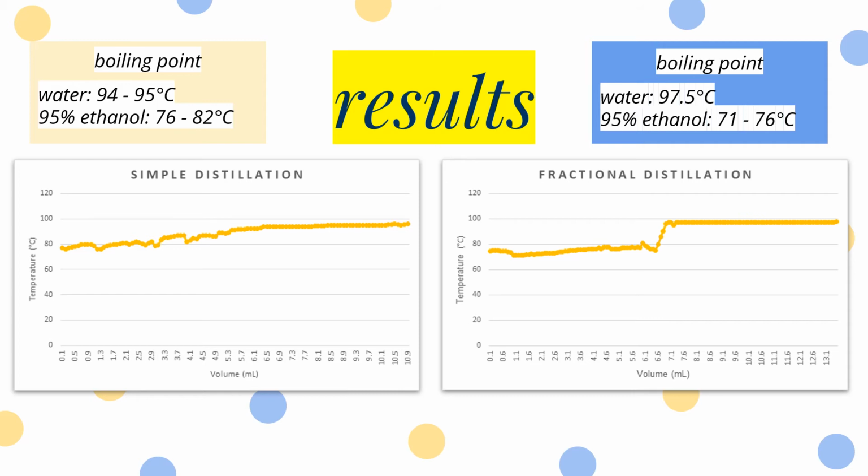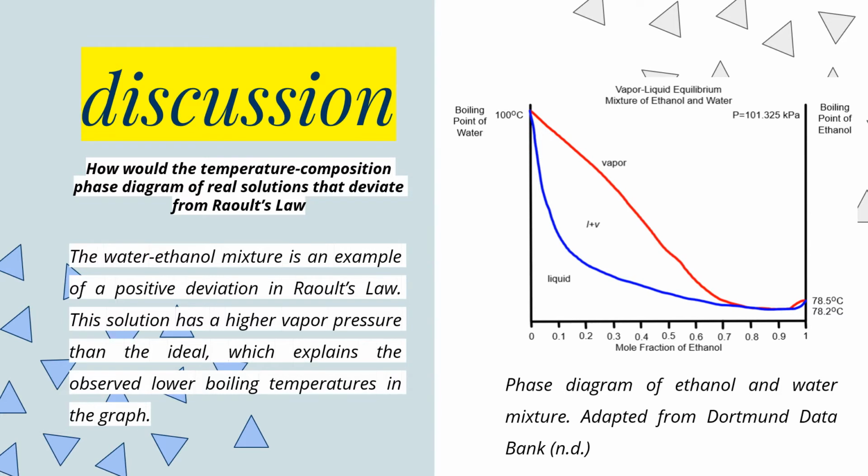However, the actual boiling point of water is 100 degrees Celsius, while the actual boiling point of 95% ethanol is 78.2 degrees Celsius. As observed in the distillation curve of the fractional distillation, the boiling point of the mixture is lower than the boiling point of both components.